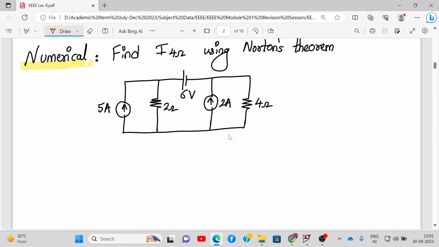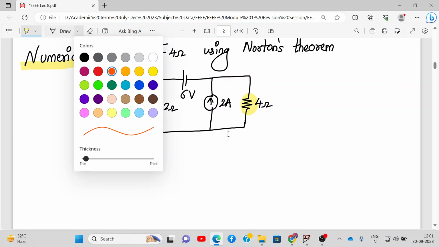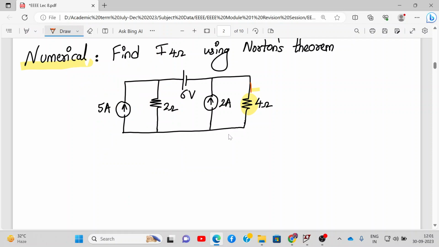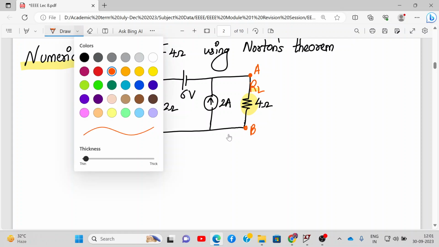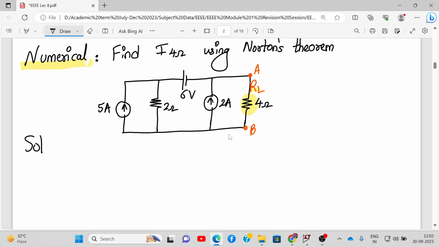So over here we have to find the current flowing through the 4 ohm resistance. So this 4 ohm resistance is my RL. Let me add over here, this is RL and these are my points A and B. Alright. Now we need to find the first case. Let's start writing the solution.